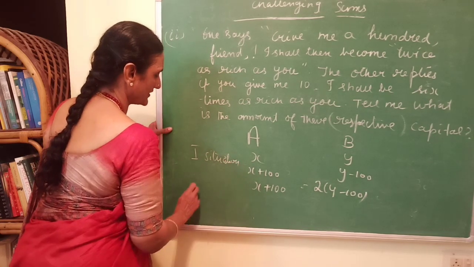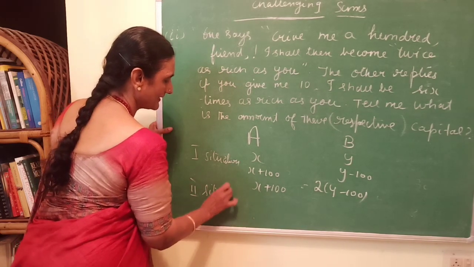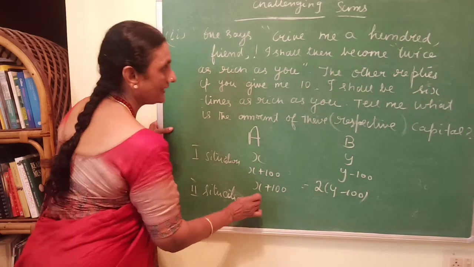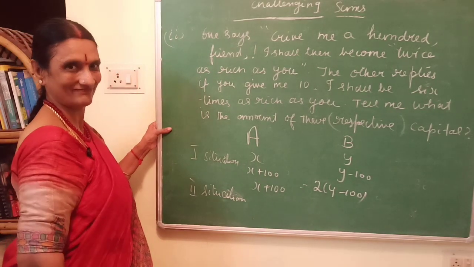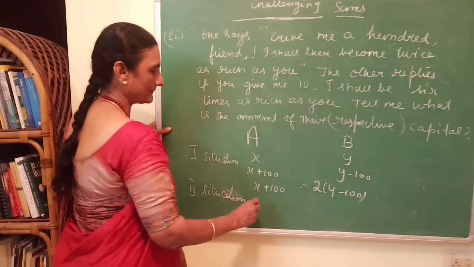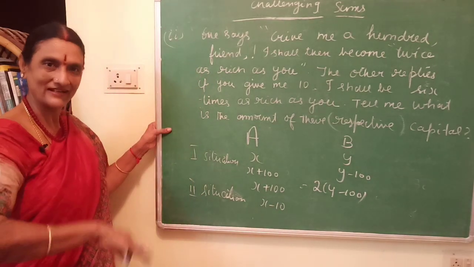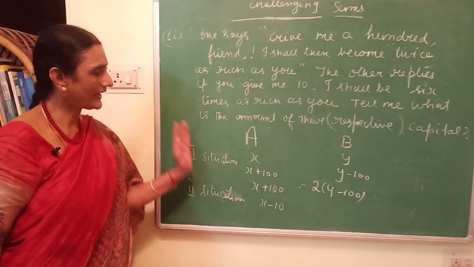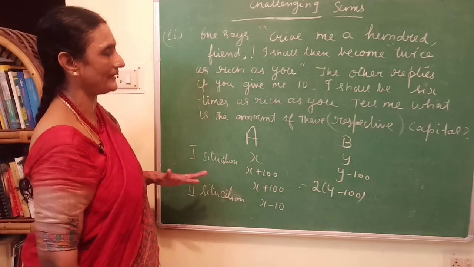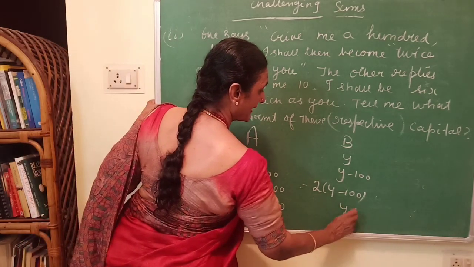So the second situation is B replies. What does B say? B says, you give me 10. That is, from A, 10 has to be given to B. That means A's money will be x minus 10. You give me 10. Are you getting it? So this x minus 10, what will happen? B will get 10 added up. So it is y plus 10.